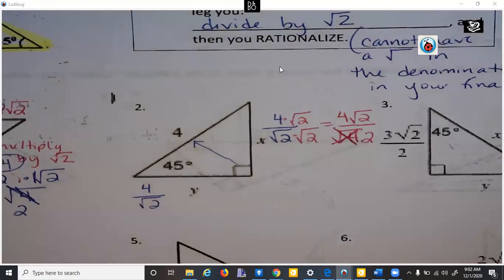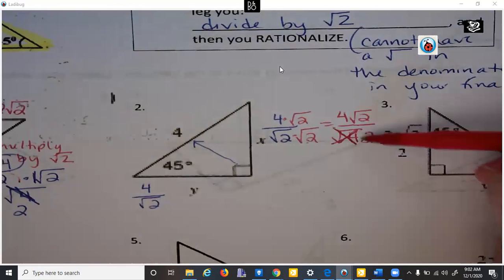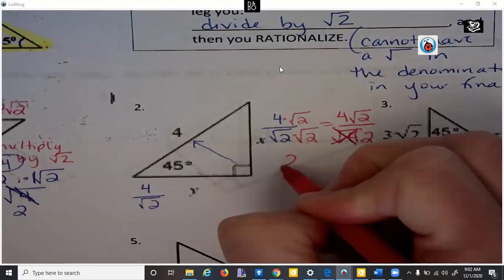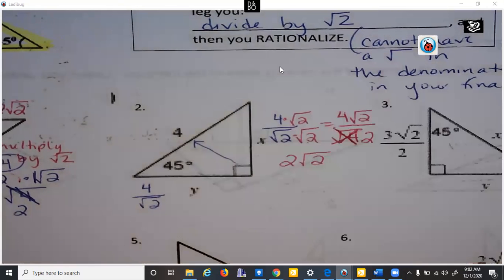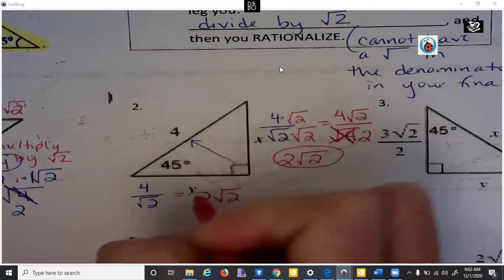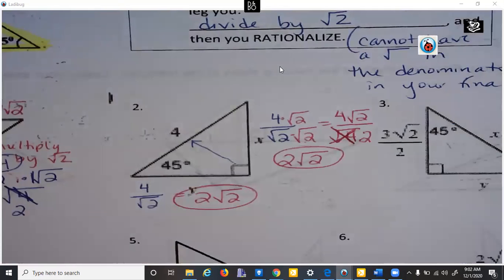And then you divide the numbers on the outside. So 4 divided by 2 is 2. So you get 2 root 2. And that's what this one's going to equal. 2 root 2 and 2 root 2. You're going to get the same answer for the legs.